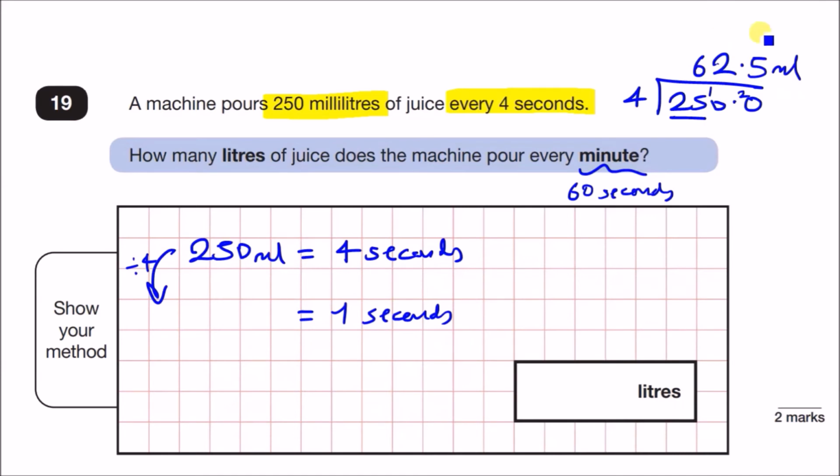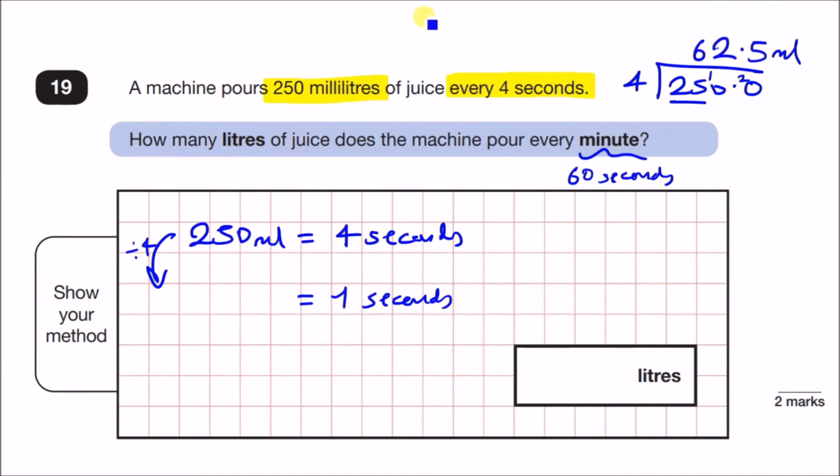So that number I don't quite like. Now here we want to find every minute. And to go from 1 to 60 seconds, we need to multiply this result by 60. So let me just put 62.5 milliliters.